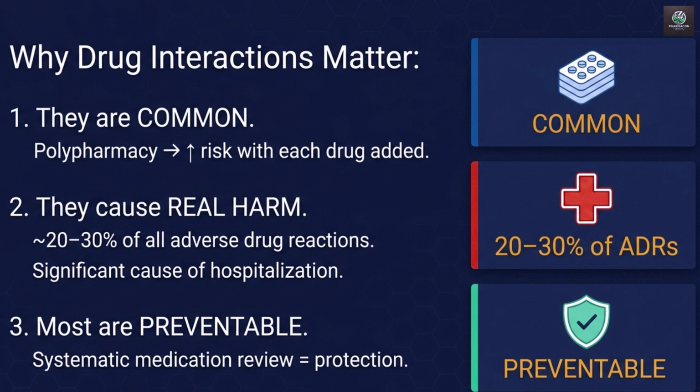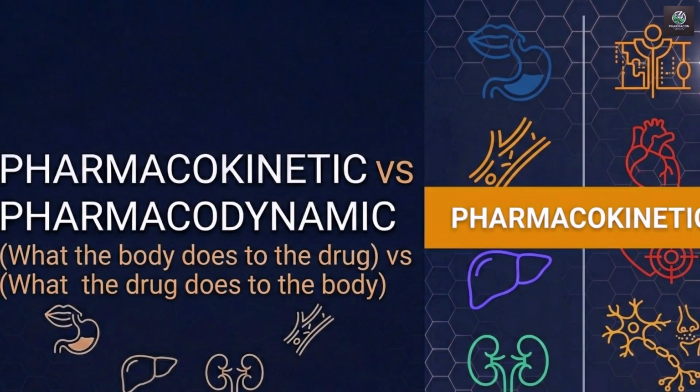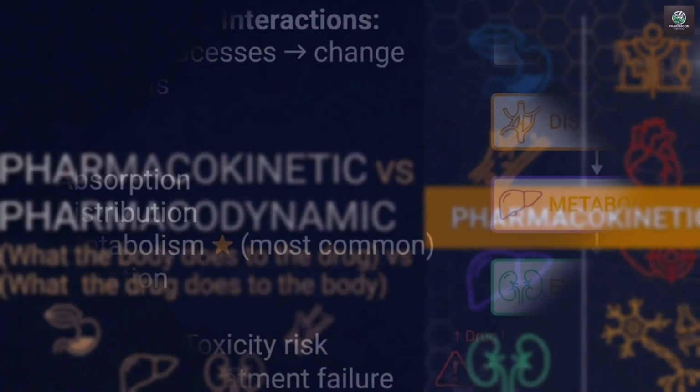Third, most drug interactions are preventable. With proper knowledge and systematic medication review, the majority of harmful interactions can be identified and avoided before they ever reach the patient. Drug interactions are divided into two fundamental categories, pharmacokinetic interactions and pharmacodynamic interactions. Let us examine each category in depth, beginning with pharmacokinetic interactions.